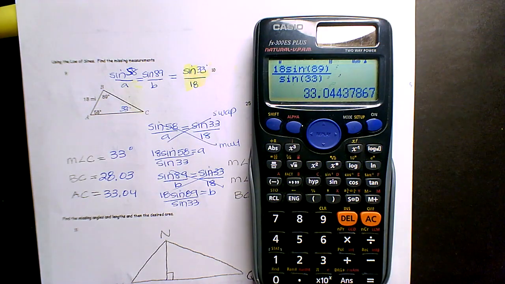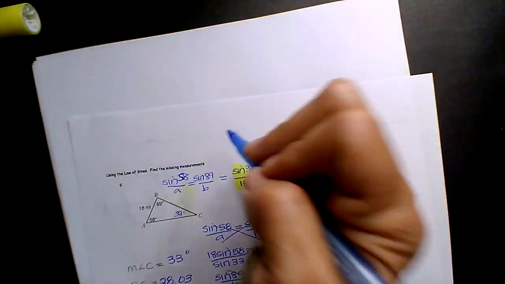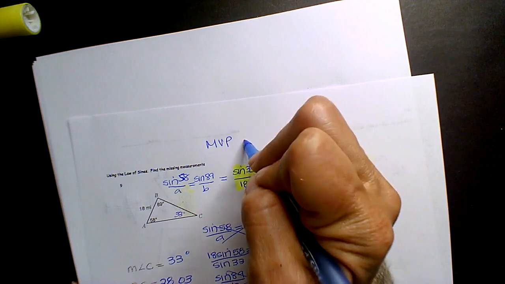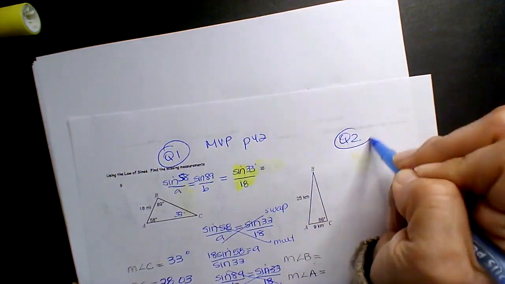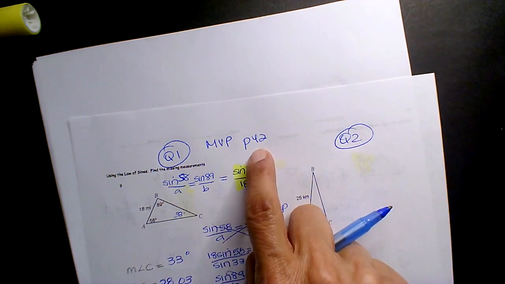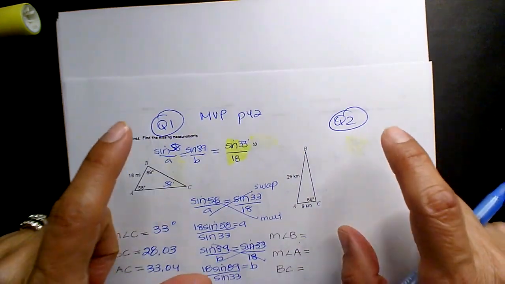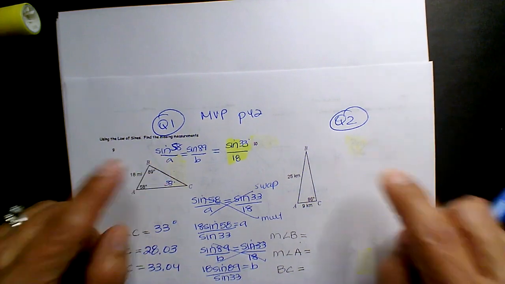Okay, so remember, in your packet, so in your MVP Unit 6 packet, this is page 42. This is question number 1. This is question number 2. So if you look for the videos for 42, there's 2 videos. This should be the first video. That should be the second video.